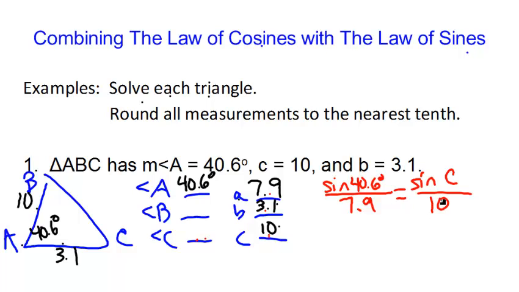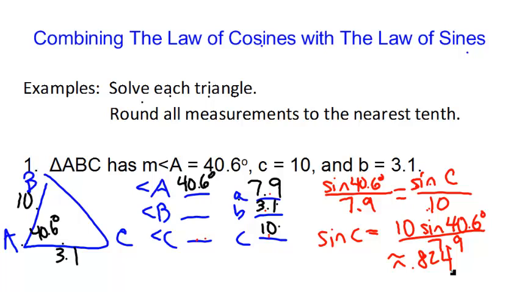And from here, if you cross multiply, from this proportion we can say sine of C is going to be 10 times sine of 40.6, all divided by 7.9. So you get some fun little decimal there. Sine of C is about 0.824. Well, then to figure out what C actually is, because right now we have the sine of an angle, to figure out that pure angle, you need to get rid of the sine in front of it. And to get rid of the sine in front of it, you apply inverse sine to both sides.